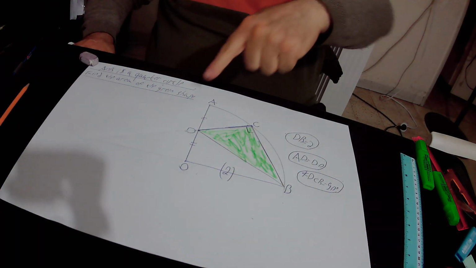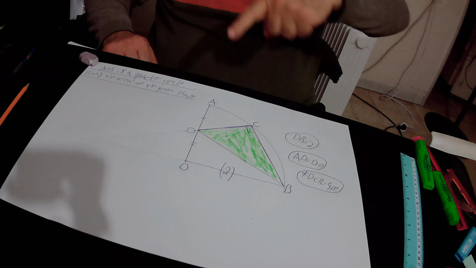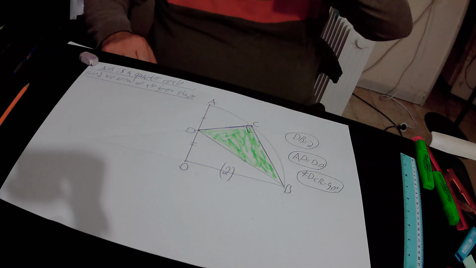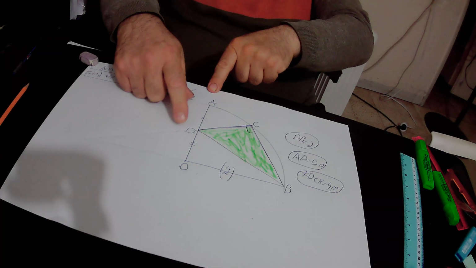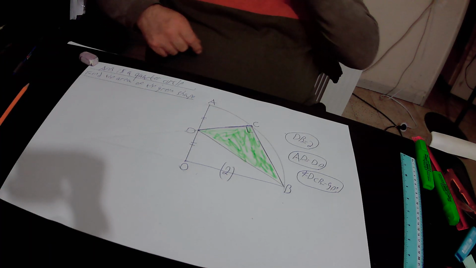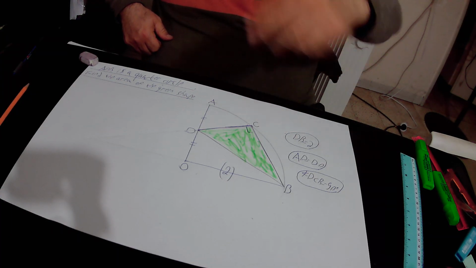Hello, in this lecture we'll find out the area of the green shape. In the drawing we have a quarter circle, AOB is a quarter circle. We know that side OB equals 2 units in length, and line segment AD equals line segment DO. And our mission is to find out the area of this green shape.